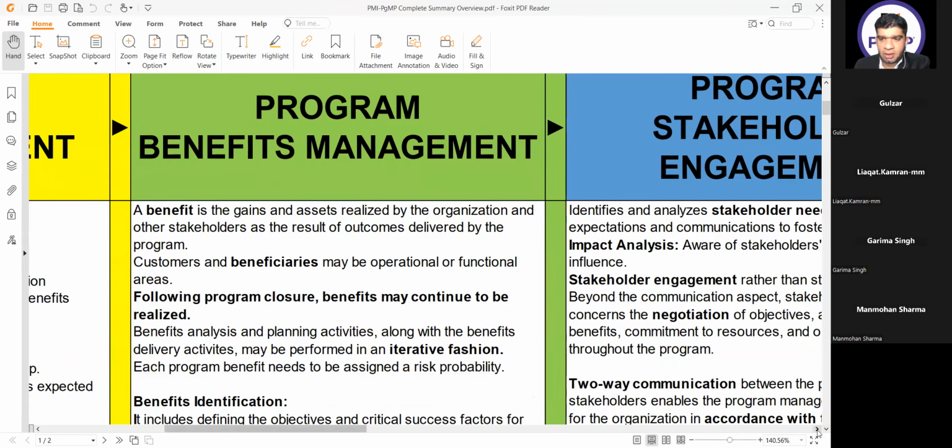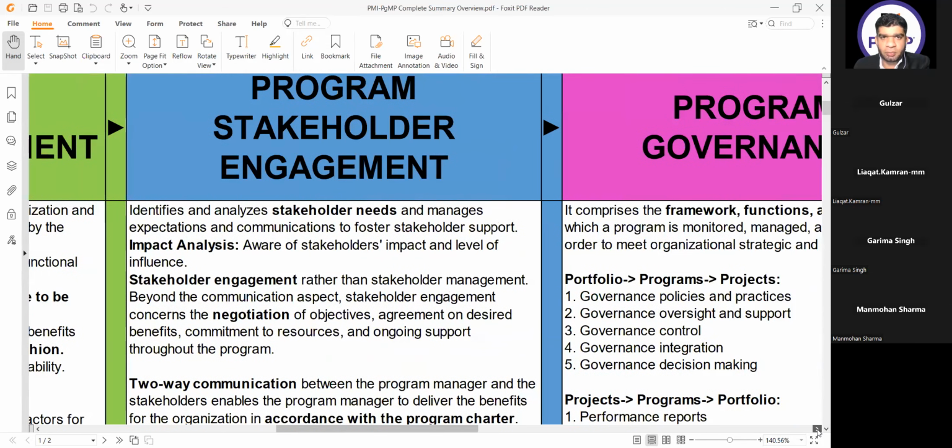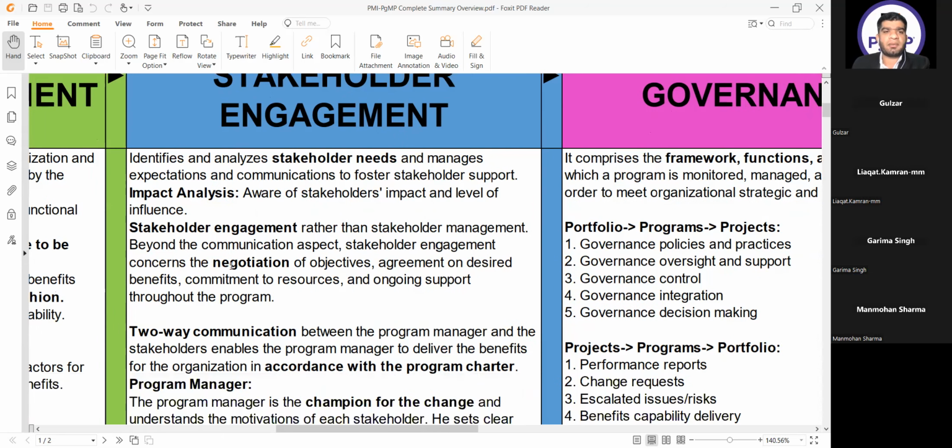Okay. Now we come to the third domain, program stakeholder engagement. It identifies and analyzes stakeholder needs and manages expectations and communications to foster stakeholder support. Then it can have impact analysis. Impact analysis, aware of stakeholders' impact and level of influence. This is impact analysis. Then we have stakeholder engagement rather than stakeholder management.